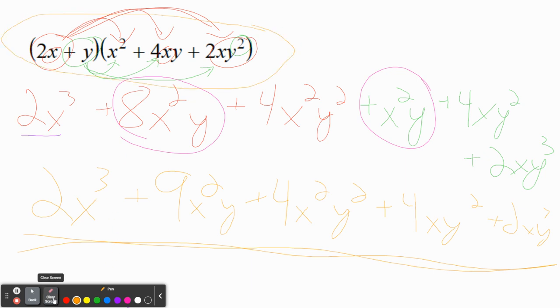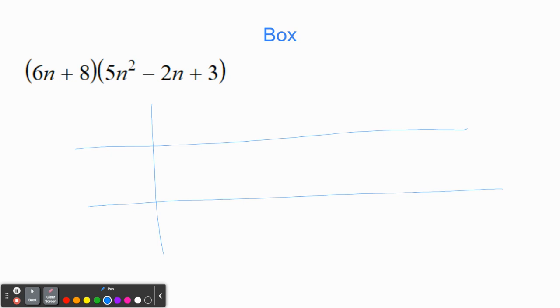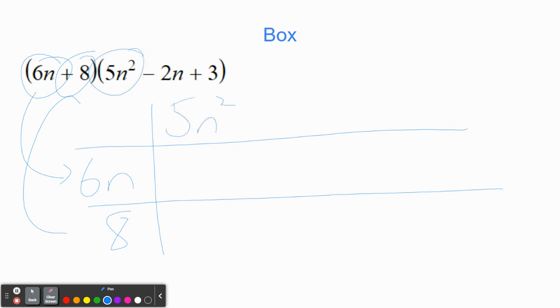Hey, let's try the box method once on the way out. All right, so I'm going to make a little box for myself. I think we talked about this in class, and if not, and you're seeing it for the first time, congratulations. It's so cool. I'm going to put 6n here. That's this value. And then underneath that, I'm going to put my secondary value. If it were minus 8, I would put negative 8 there, but they're both positive, so they're going to stay like that. On the top, take my first value, 5n squared, little box there. I've got negative 2n, and then plus 3, so it's a positive.